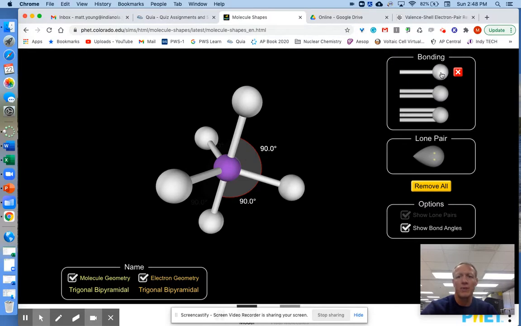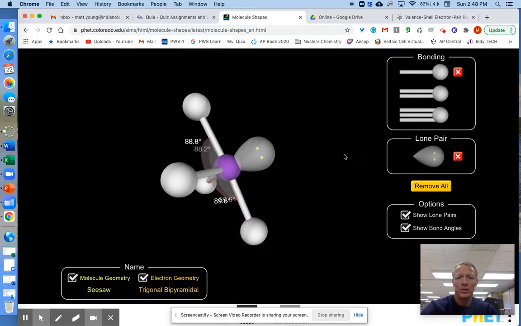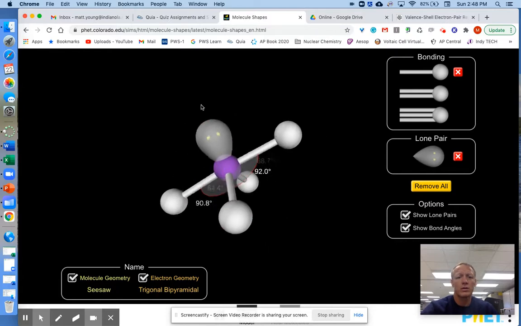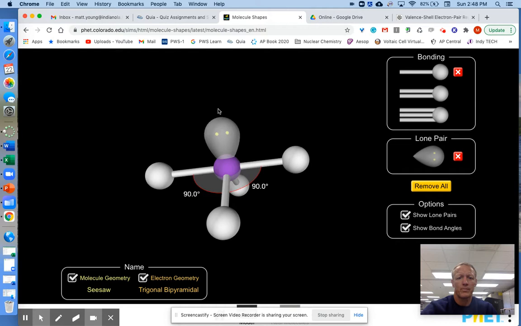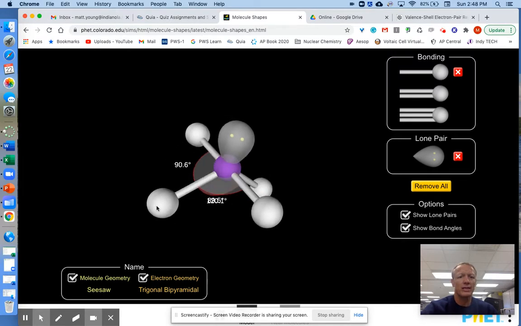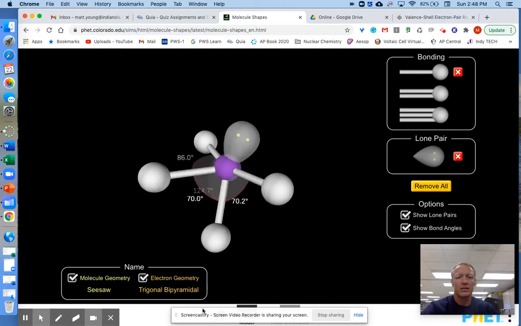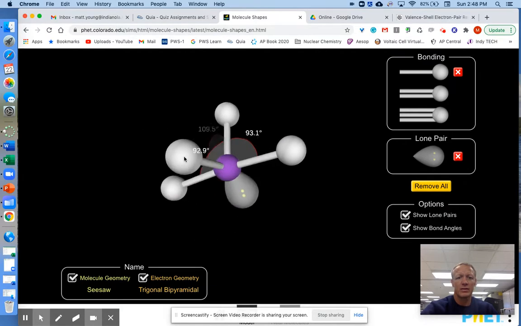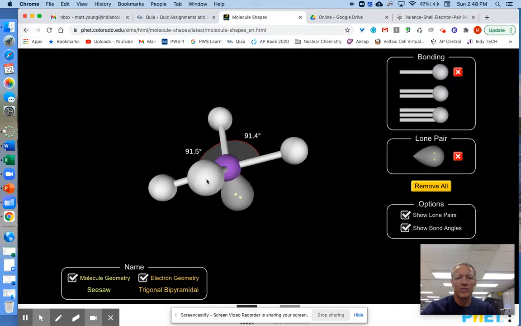So let's get rid of a bonded pair and put in a lone pair. So we still have 1, 2, 3, 4, 5 electron pairs around the central element. The shape is called seesaw. It kind of looks like a seesaw, almost like going back and forth there. Again, electron geometry is still trigonal bipyramidal. So for all these, it'll be that.